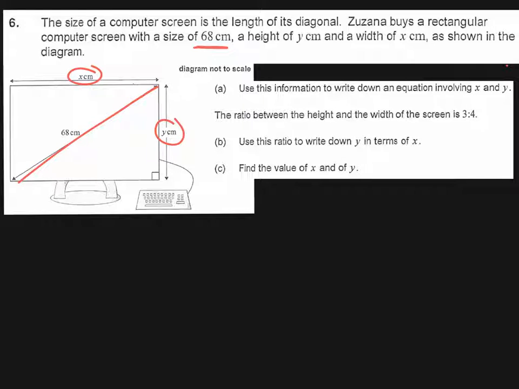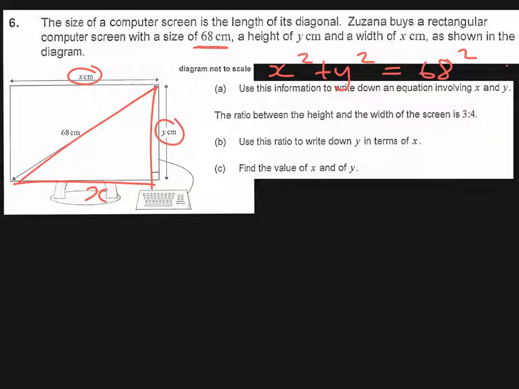So it should be fairly straightforward to see that we can use Pythagoras there to make a relationship, which would be a squared plus b squared equals c squared using the generic form. So here your a and your b are going to be the base, which is x, so x squared plus the height, which is y squared, is going to equal the hypotenuse squared, which is 68 squared.